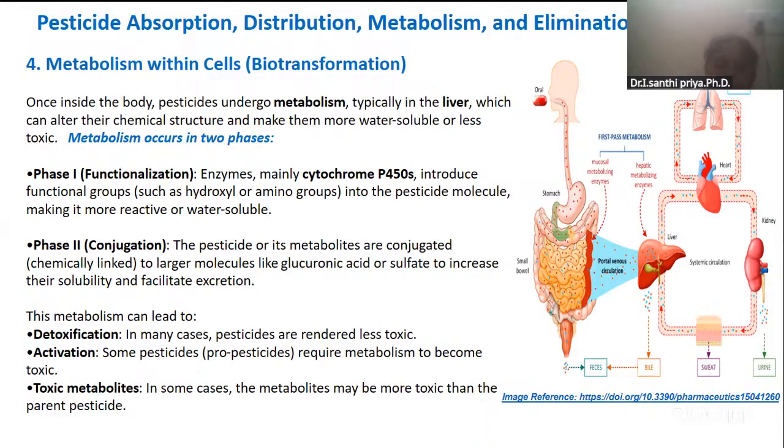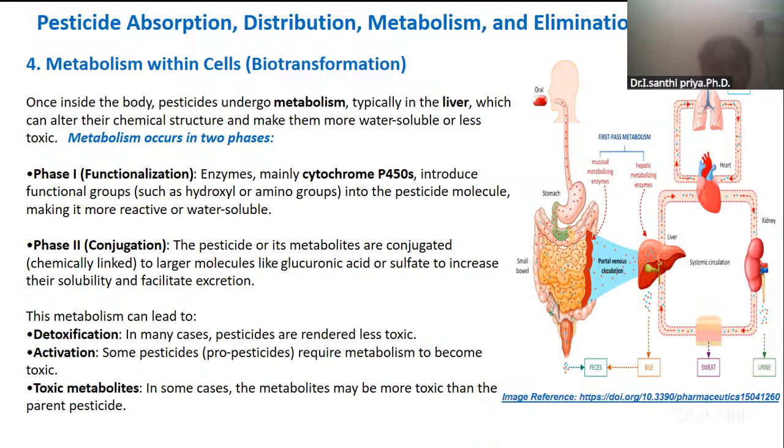So this metabolism can lead to detoxification. In many cases, pesticides are rendered less toxic while they are excreted, mostly the water-soluble ones, as we have discussed earlier. But in some cases, the phase one and phase two processes in the liver do not only cause detoxification of the pesticides; certain pesticides tend to get activated. They don't get detoxified and removed, but some pesticides, like propesticides, require metabolism so that they become more active and cause more toxicity to the different organs. And in some cases, the metabolites may be more toxic than the parent pesticides.